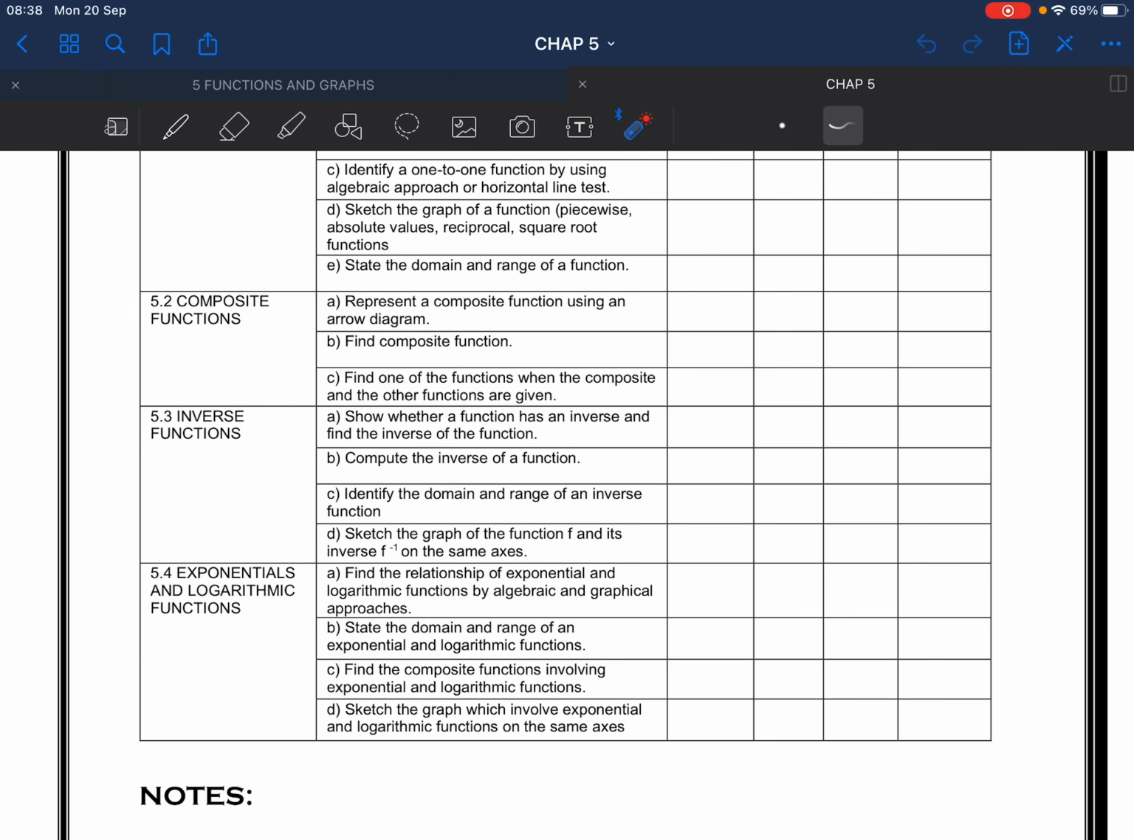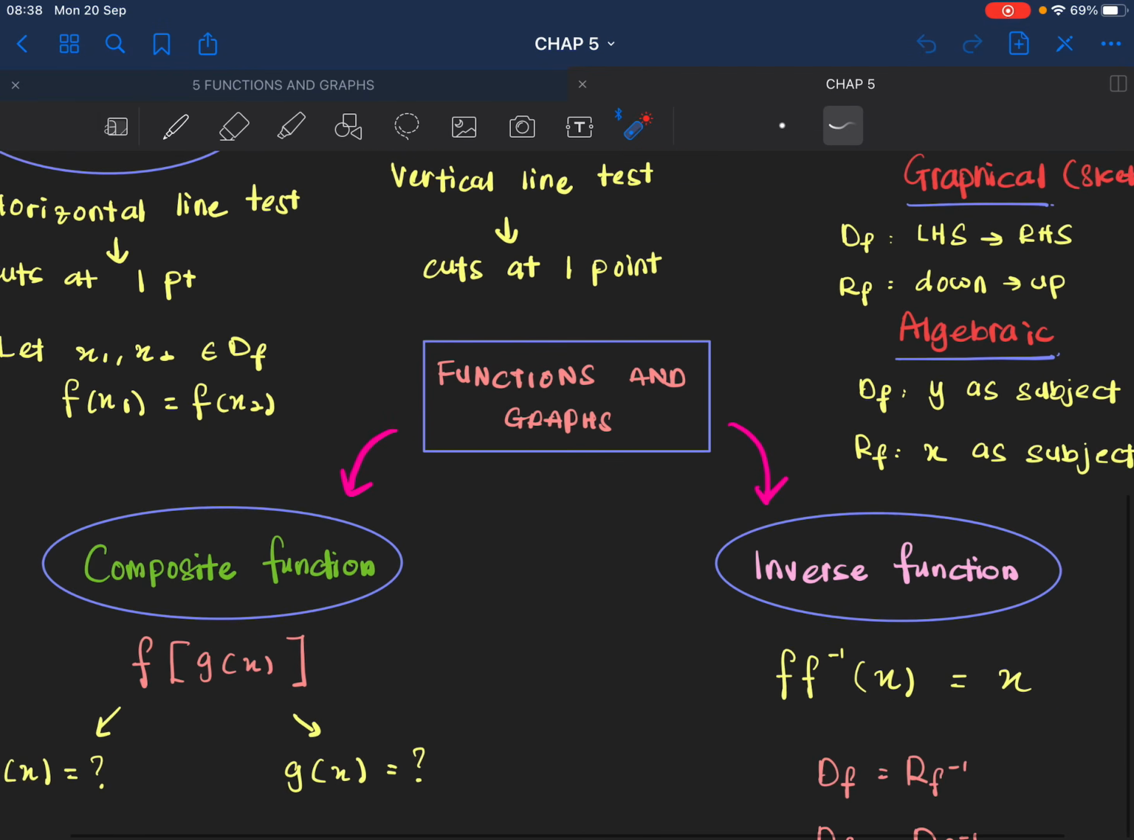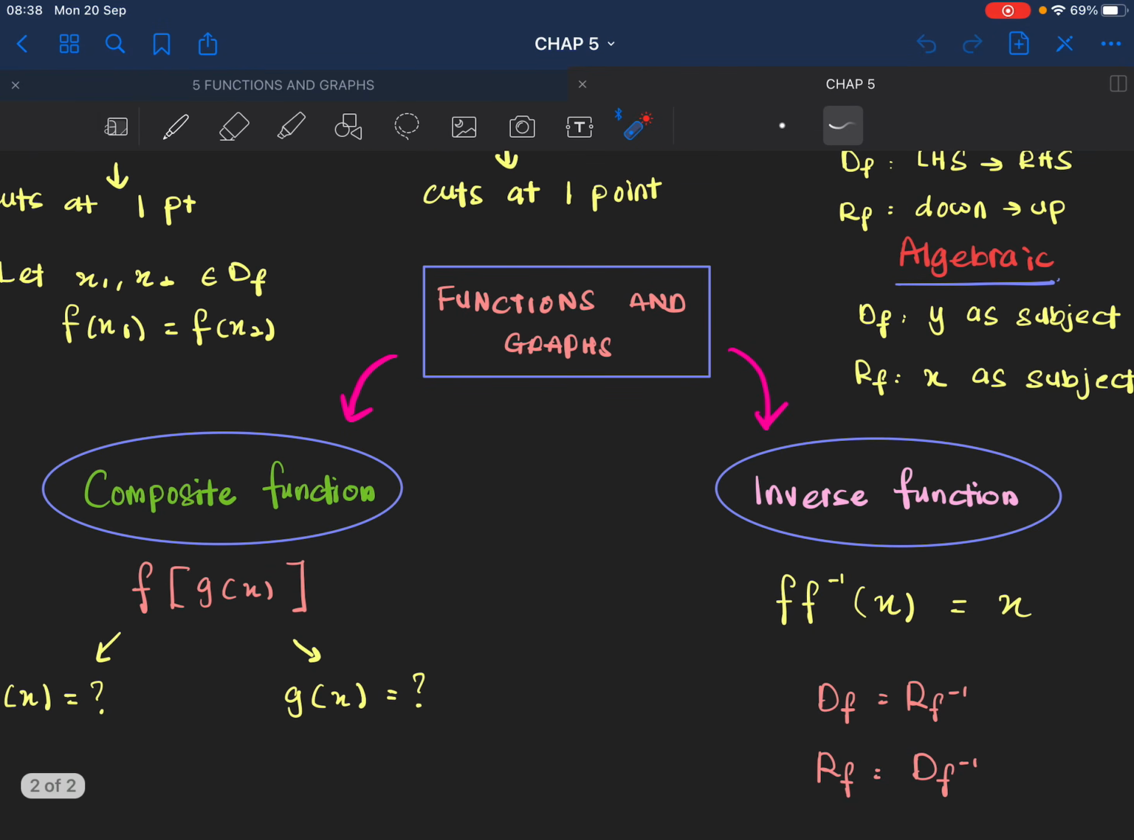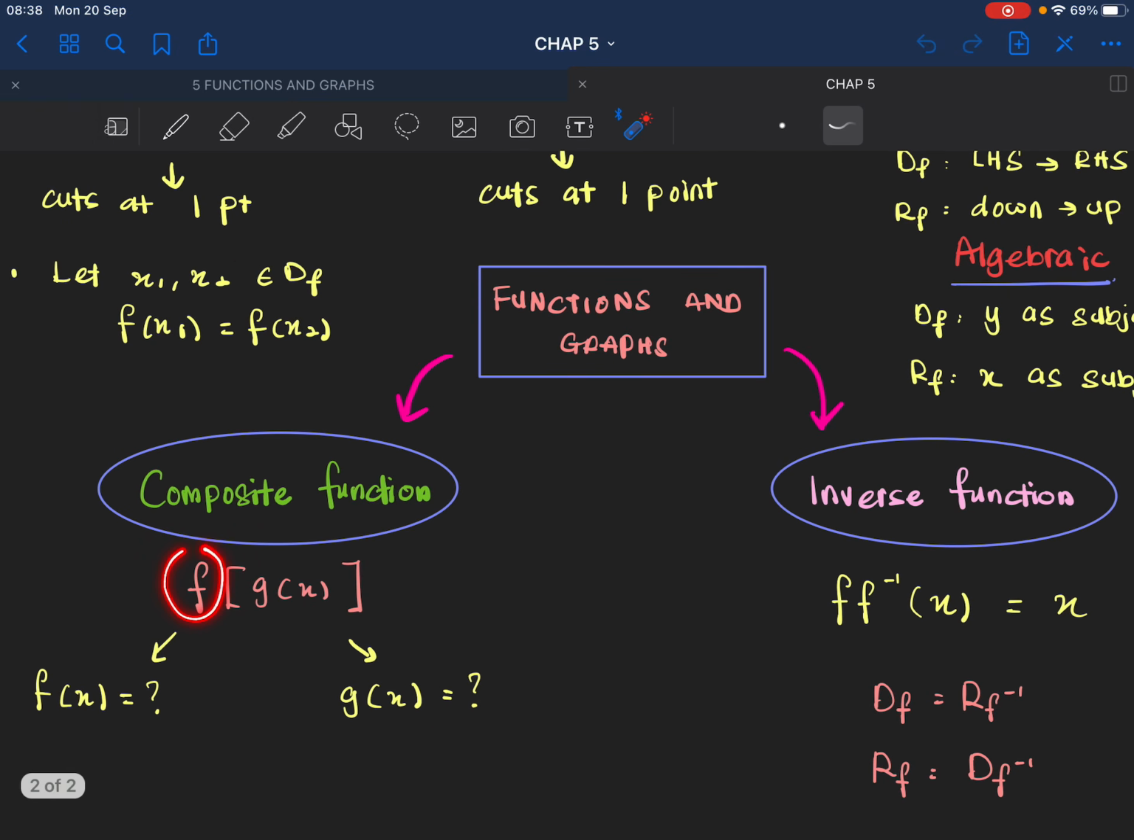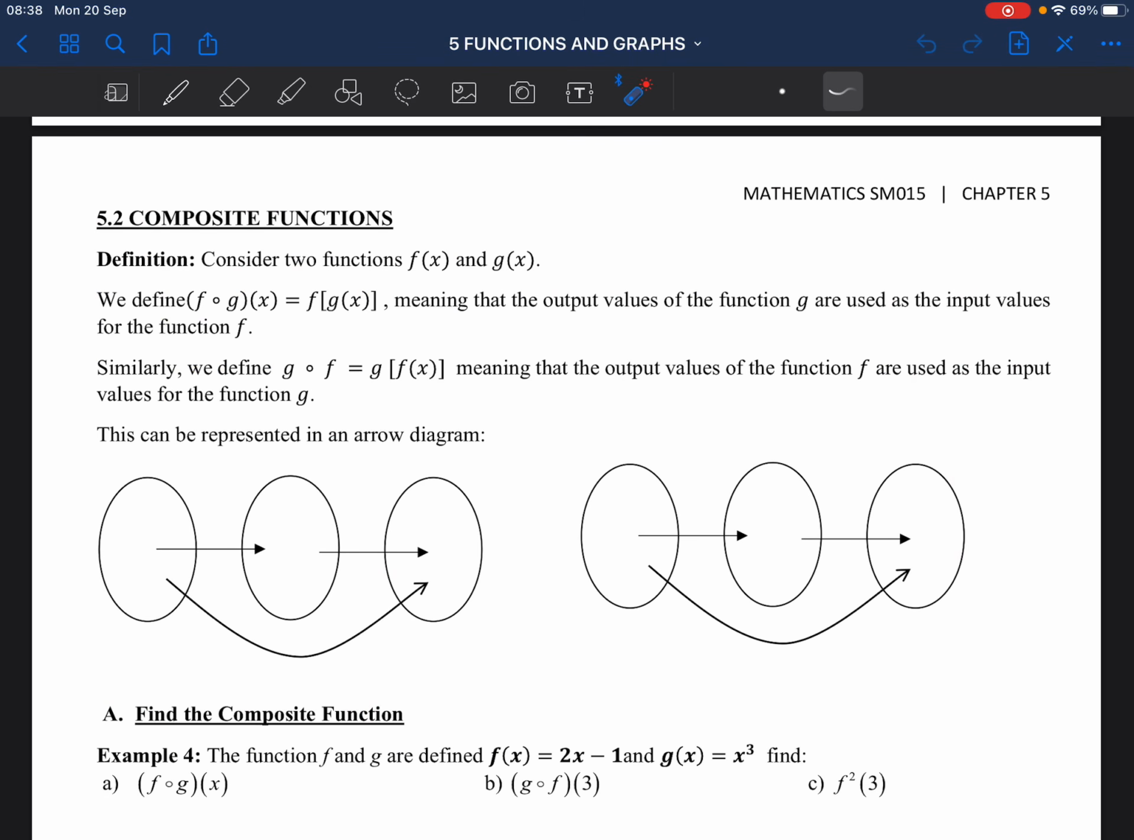And the other learning outcome for this subtopic is we are going to find one of the functions where the composite and the other function are given. Let's say, given f(x), you want to find g(x). The same thing, given g(x), you want to find f(x). Alright, so let's proceed to the notes.